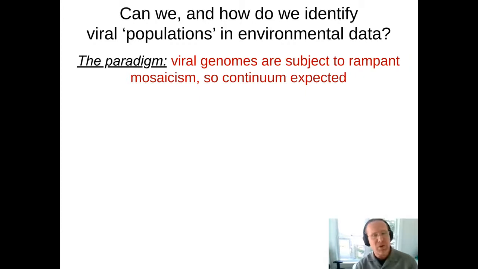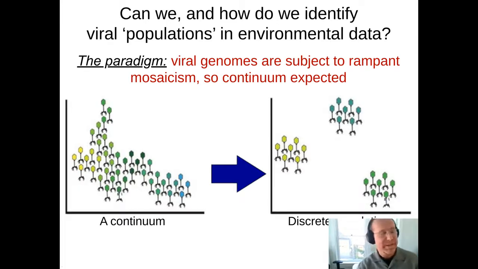For my research, I would like to be able to identify viral populations in environmental data. And the problem is that virus genomes are typically thought of to be rampantly mosaic or have some sort of genetic continuum, akin to the quasi-species concept in RNA viruses.